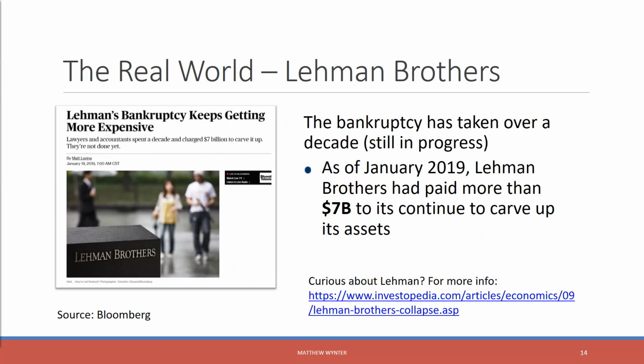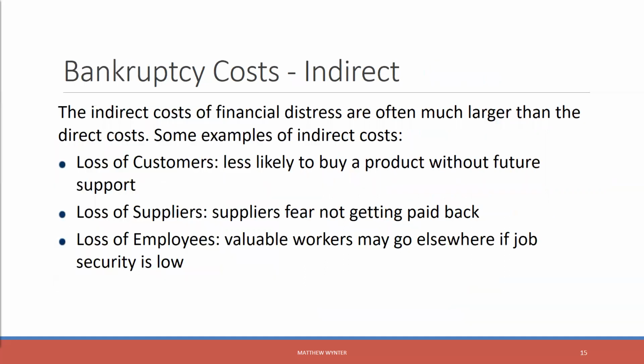The point of these examples is that all of this money that's being spent on legal fees, accountants, consultants, etc., that's not cash that is going into an investor's hand. So that's going to reduce firm value. We also have indirect bankruptcy costs. So the loss of customers, who are less likely to buy a product without future support. The loss of suppliers who are afraid that they're not going to get paid back.